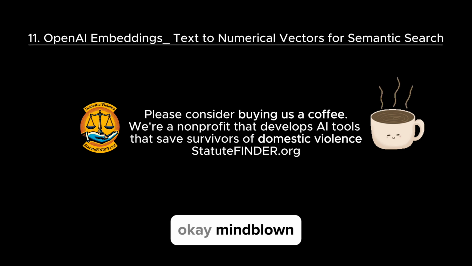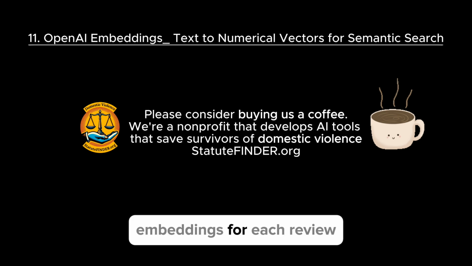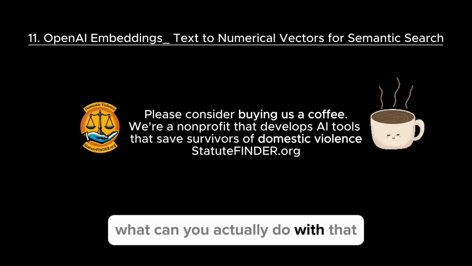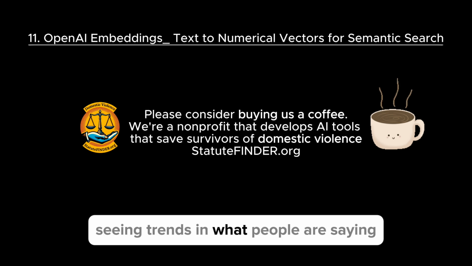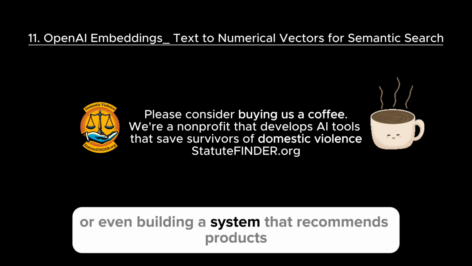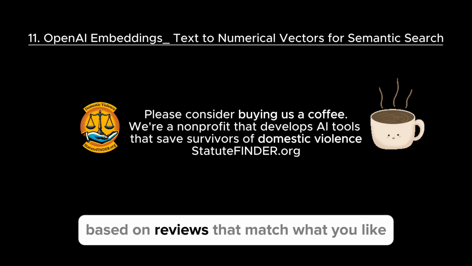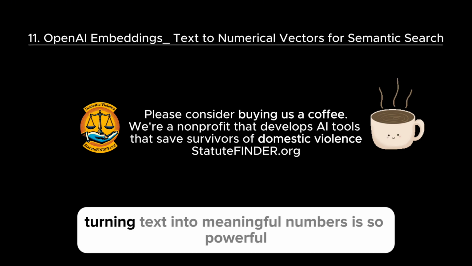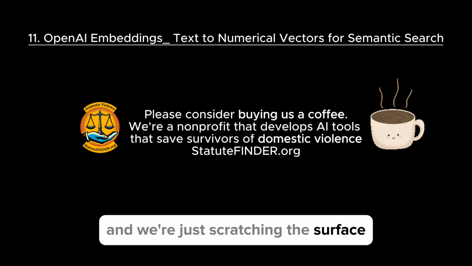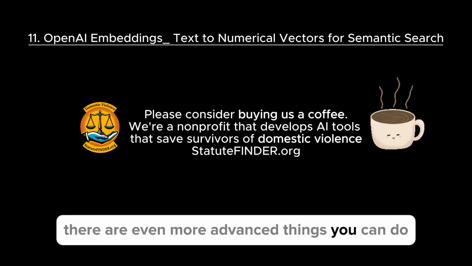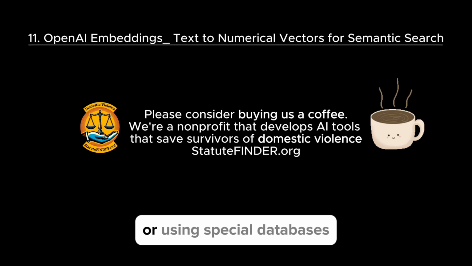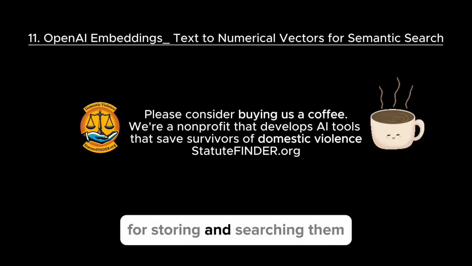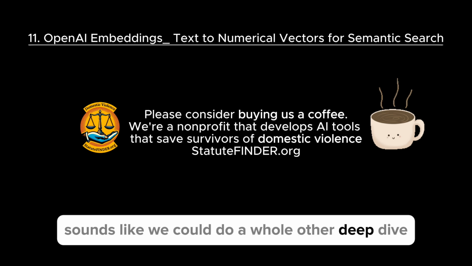Wow. Okay, mind blown. So now that you have these sentiment embeddings for each review, what can you actually do with that? Imagine grouping similar reviews together, seeing trends in what people are saying, or even building a system that recommends products based on reviews that match what you like. This is incredible. Turning text into meaningful numbers is so powerful. And we're just scratching the surface. There are even more advanced things you can do, like shrinking those vectors for faster processing or using special databases for storing and searching them.